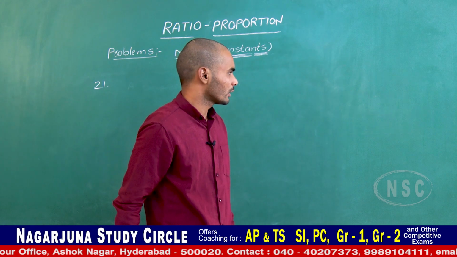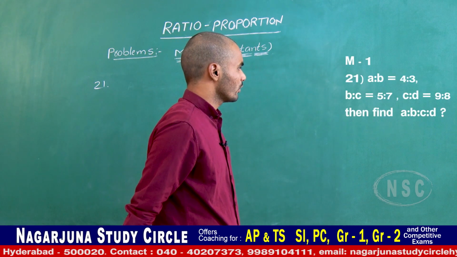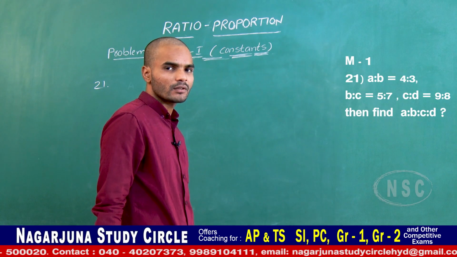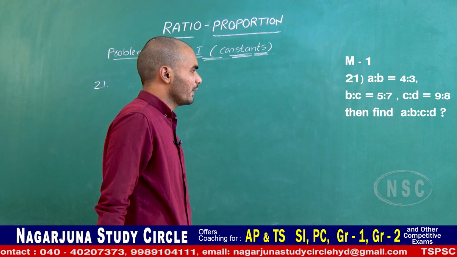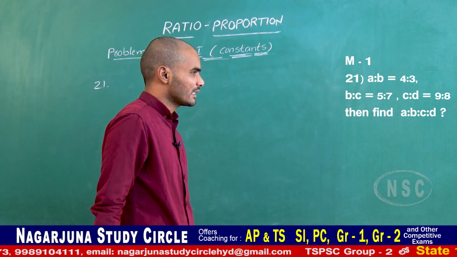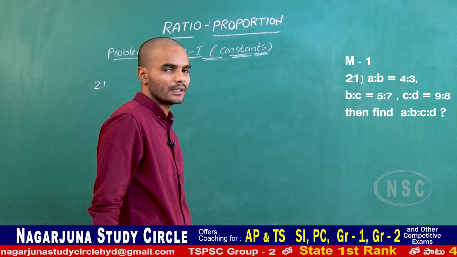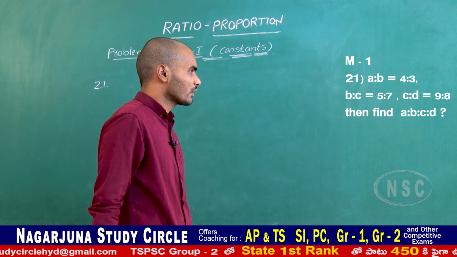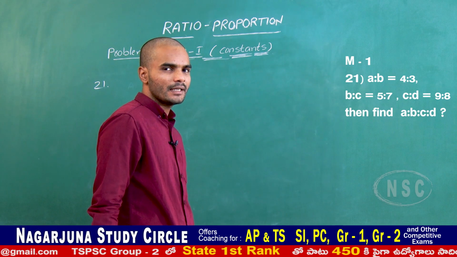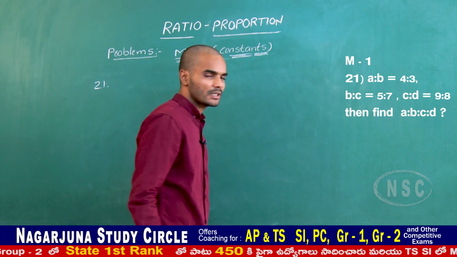Question number 21. The given data is A is to B is equal to 4 is to 3, and B is to C is equal to 5 is to 7, and C is to D is equal to 9 is to 8. Then find A is to B is to C is to D.